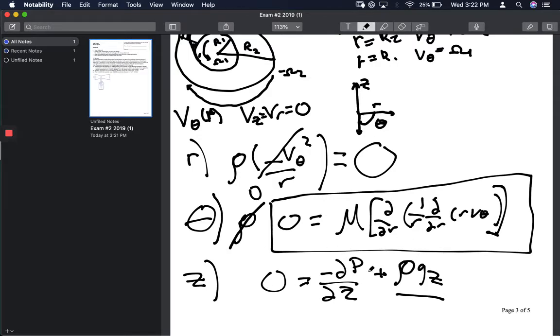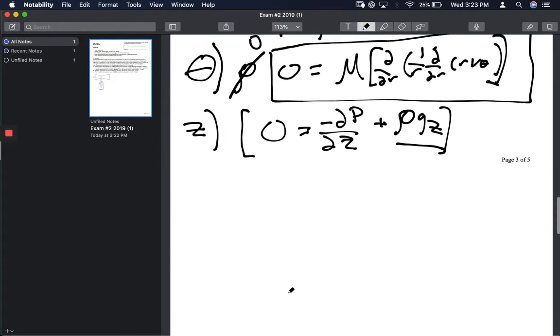And the pressure difference, there is a pressure difference between the top and the bottom, and the reason for that is this gravity component, which is why these are the only two things left in the z direction. And this is not something we're going to need to solve either. But it is important to know that it's here.